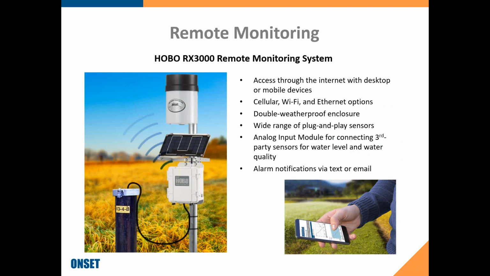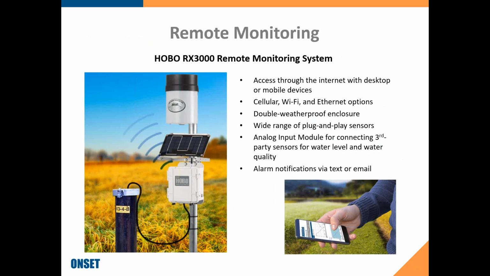We also get, I think there was a question on this, do we have options for remote monitoring of water quality? The way somebody would do that now is to use our RX3000 remote monitoring system. This provides internet access from desktop or mobile devices, anything that can be running a web browser. We have cellular and Wi-Fi and Ethernet communication options for the RX3000 to get the data onto the internet. It's got a double weatherproof enclosure for reliability in harsh environments.